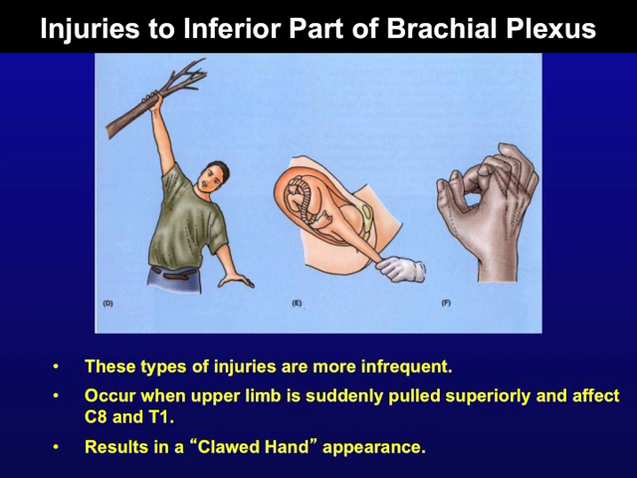Let's now repeat the same exercise we did for a C5-C6 lesion, but look at a lesion of the inferior part of the brachial plexus. These lesions are much more infrequent and occur when the upper limb is suddenly pulled superiorly, as indicated in the image of the man hanging on a tree, or a child being born and the clinician pulling on a limb. The pathognomonic sign for these types of lesions is said to be that the hand resembles a clawed hand.